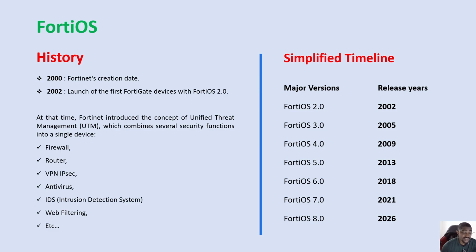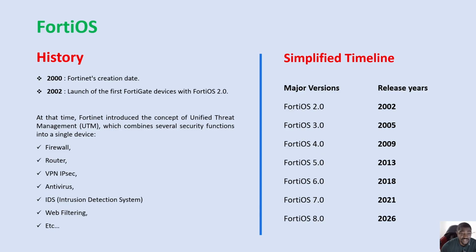Talking about the history of FortiOS, you know Fortinet was created in the early 2000s. The first operating system that was launched on the FortiGate devices was in 2002, and that was FortiOS 2.0. That was the first FortiOS version that Fortinet brought out for commercial purposes.